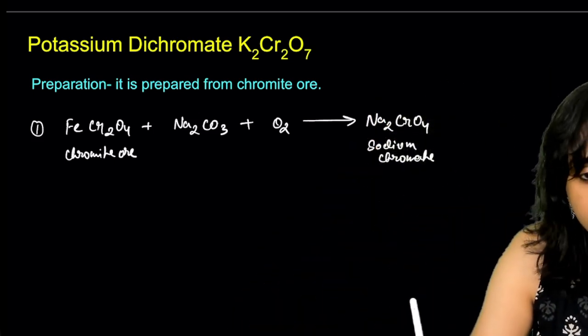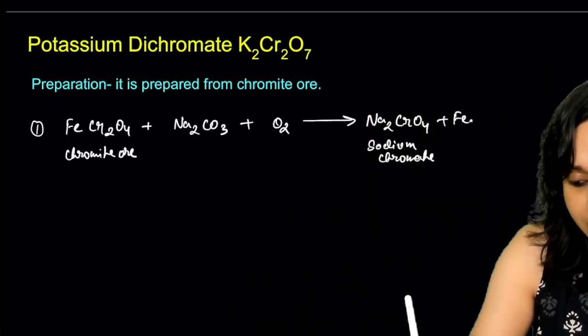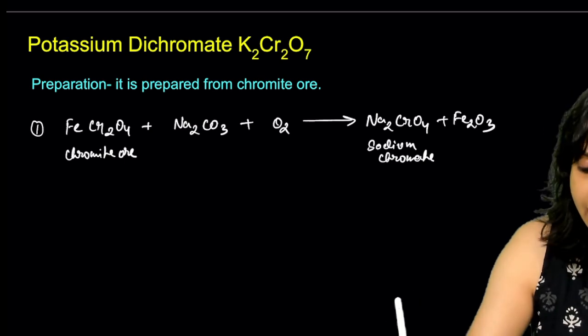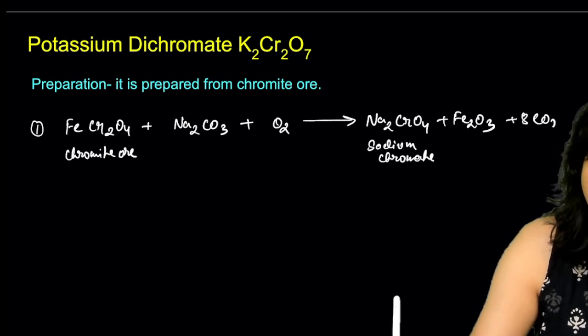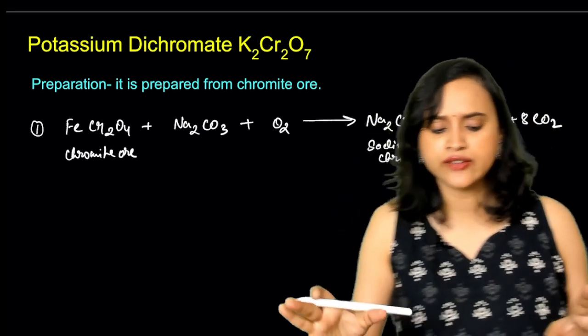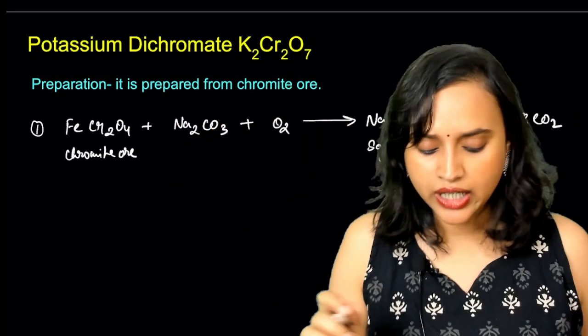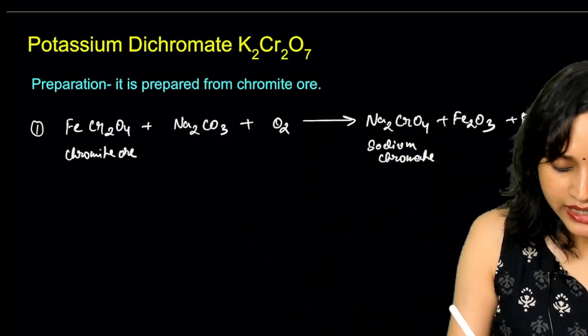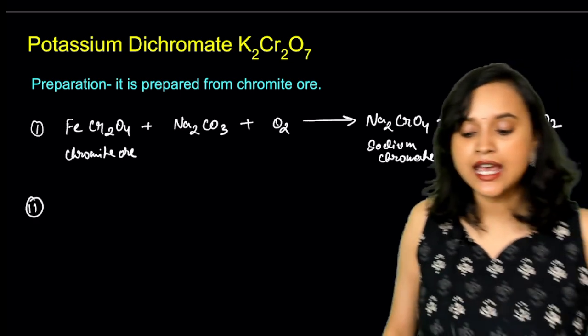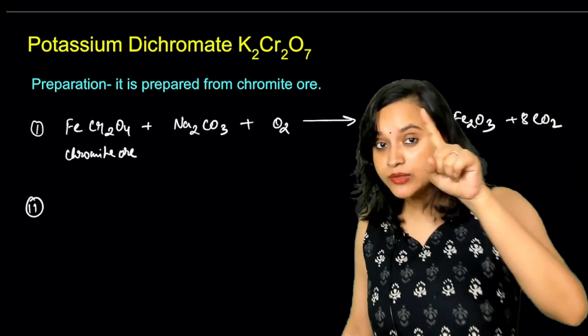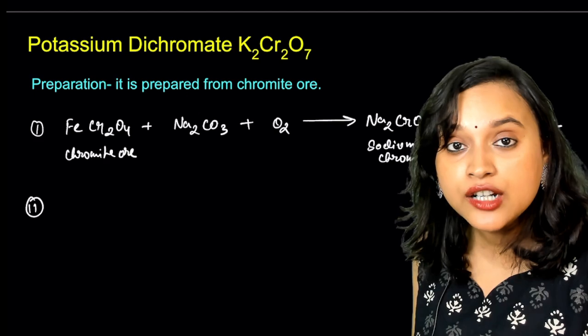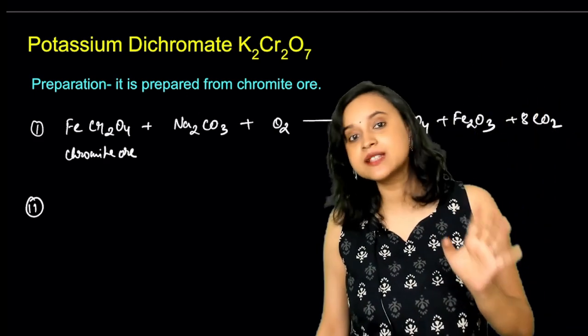So you will have Na2CrO4 plus there will be some amount of Fe2O3. Yes, and there will be of course some amount of carbon dioxide. I haven't balanced it yet. Whatever I have remembered, I have written those stoichiometric coefficients. You can go and check it out and you can definitely do this later. Okay. Now in the second step, the chromate that I have, I have to make it into dichromate.